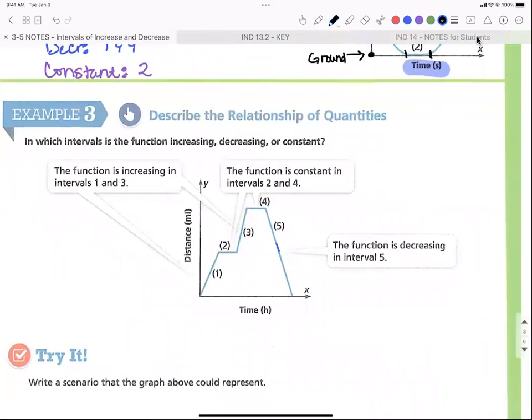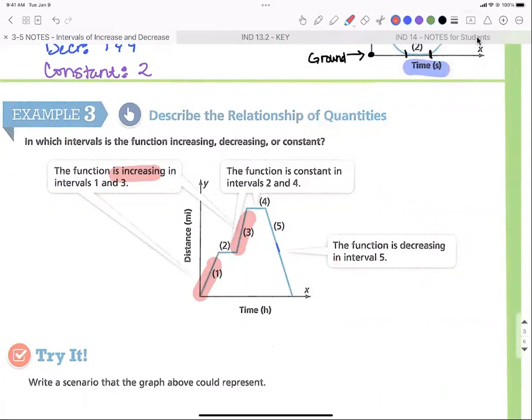Example 3, describe the relationship of quantities. In which intervals is the function increasing, decreasing, or constant? It really is as easy as this. And I'm not being funny or flippant. It just really is as easy. Increasing, right? Increasing is 1 and 3. It's where it's going uphill.